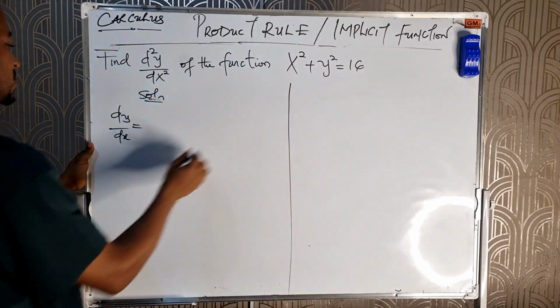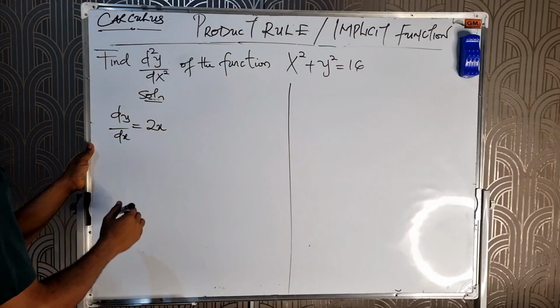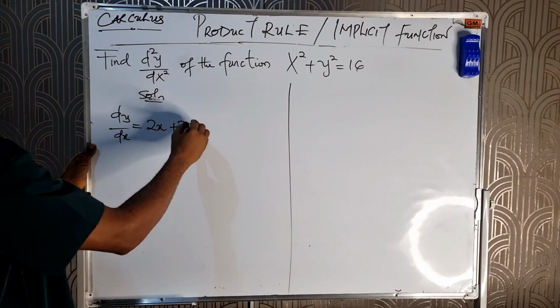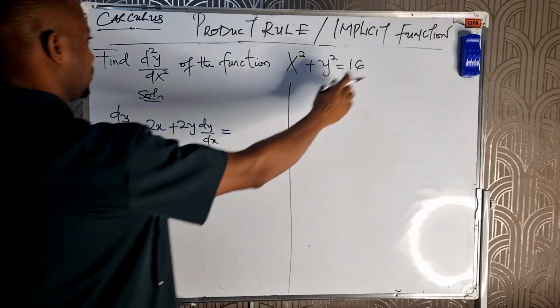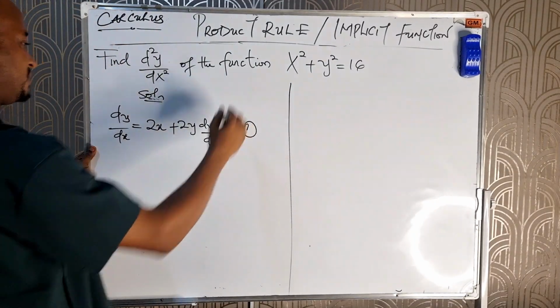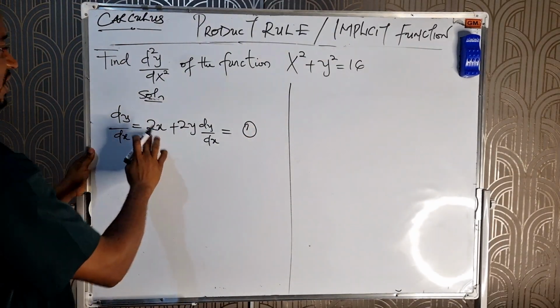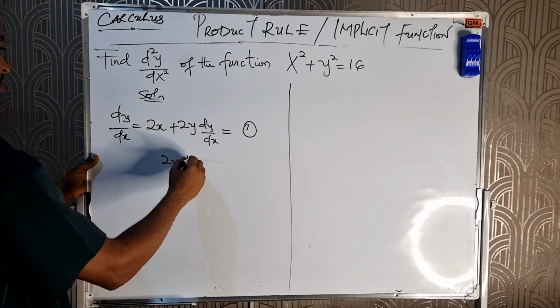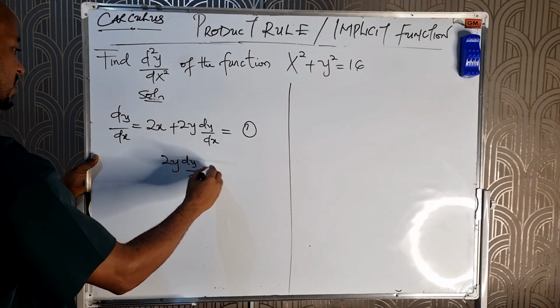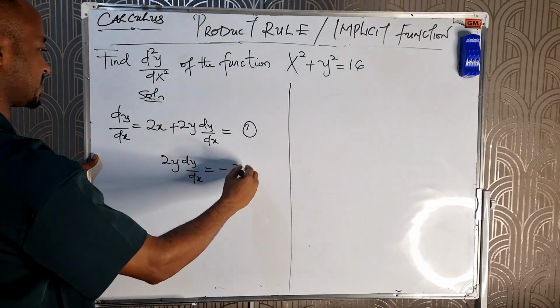So let's differentiate x squared. That will give us 2x, right? Okay, plus 2y dy/dx equals, differentiating 16, we have 0. So I'll move the 2x to the other side. We're going to have 2y dy/dx equals minus 2x.